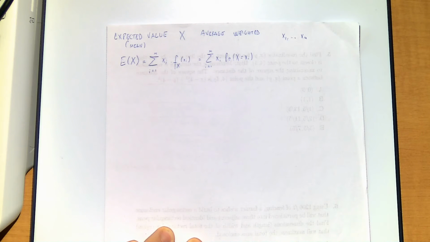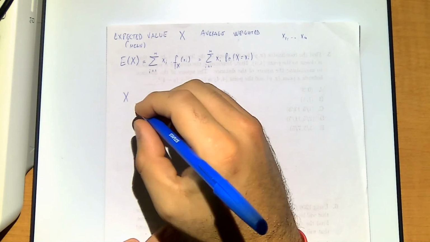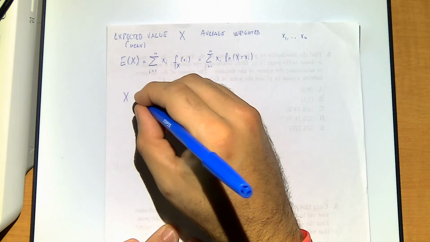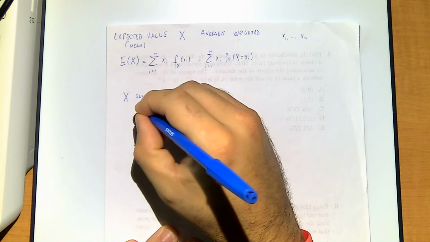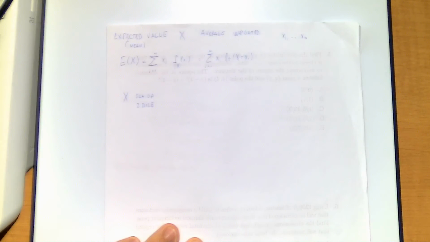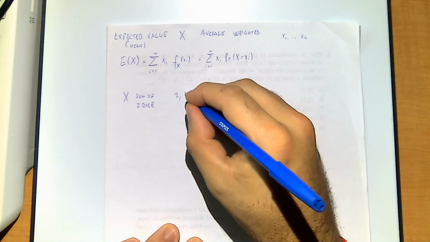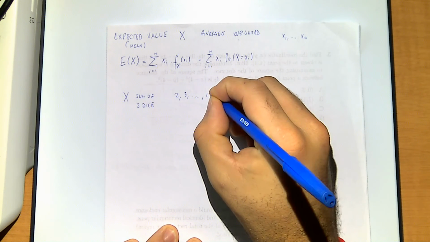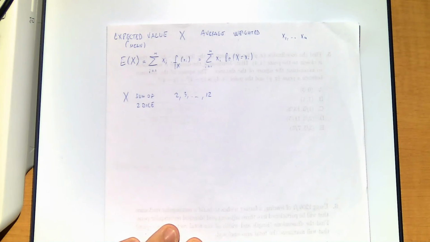So what is the most blatant case of expected value that we have in mind? Let's consider x to be the random variable of the sum of two dice. Again, I'm assuming 6-sided dice. So this sum can take the values 2, 3, all the way up to 12, right? So what's the expected value if you roll 2 dice?